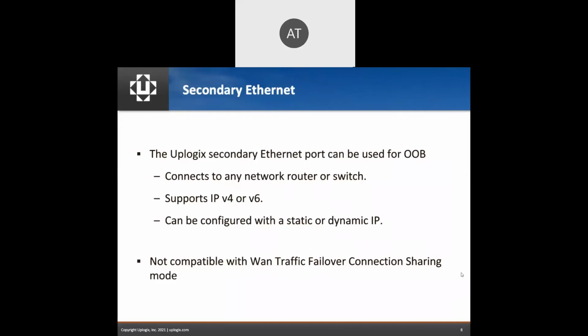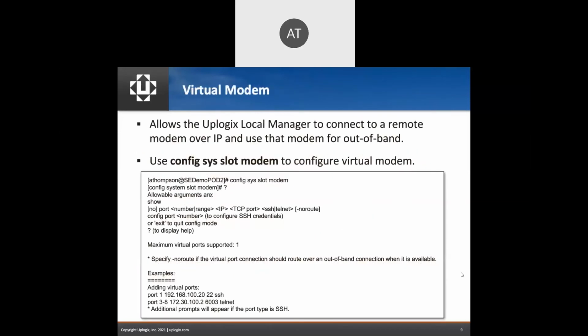I should note, this feature uses that same secondary Ethernet, so WAN traffic failover won't work with this mode. That's mostly designed to work with the cellular, actually. So we can also connect to virtual modems. If you've got a modem somewhere on your internal network that's close to the Uplogix, we can always connect to that over the local network and use it for our out-of-band connection. We basically just have to tell it where it's at, right? What's the IP address of the system? Are we going over there via SSH, or are we using Telnet to connect to it? And then it'll give you options to enter usernames and passwords if you need to for SSH. So another option if you've got that.